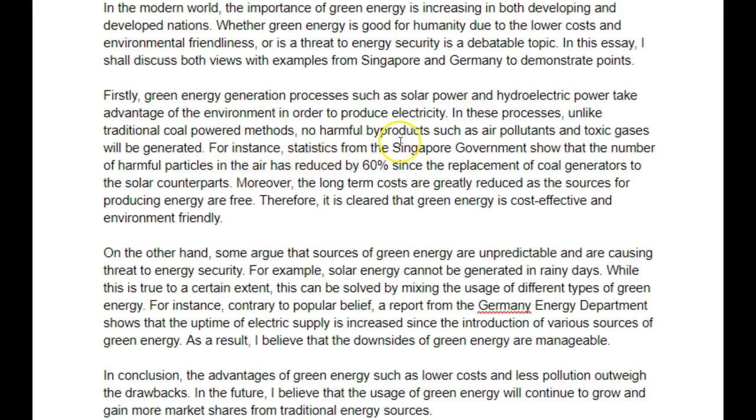For instance, statistics from the Singapore government show that the number of harmful particles in the air has reduced by 60% since the replacement of coal generators. We replace things with other things. Since the replacement of coal generators with their solar counterparts. Moreover, the long-term costs are greatly reduced as the sources for producing energy are free. Therefore, it is clear that green energy is cost-effective and environmentally friendly.